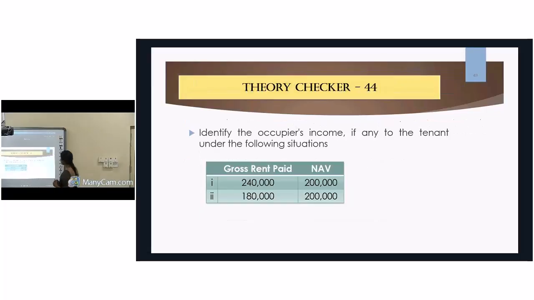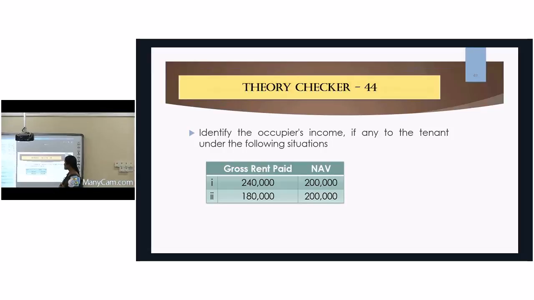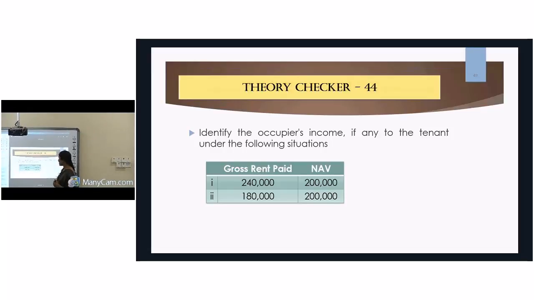Just look at this one. Identify the occupier's income, if any, to the tenant under the following situations. You are given the gross rent paid by the tenant, or otherwise the gross rent received by the owner, and the NAV of the house or the property. The second situation as well. Can you calculate whether there is an occupier's income or not?